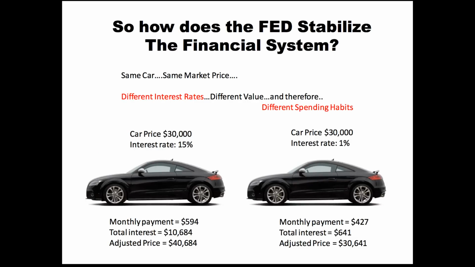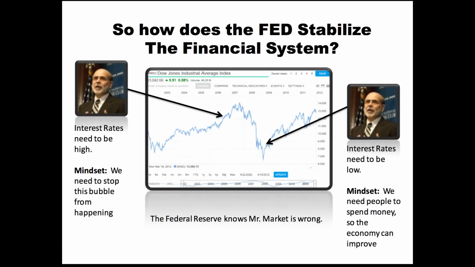So let's look at this scenario side by side. We have the same car with the same market price, which was $30,000, but we have different interest rates, one being 15%, the other one being 1%, and so we got a different value at the end, and therefore different spending habits. In the one case you bought the car, and in the other case you didn't, even though the car was the same exact price. So those interest rates changed your spending habits. And the Federal Reserve understands this. They understand that if they can adjust the interest rates, they can adjust your spending habits.